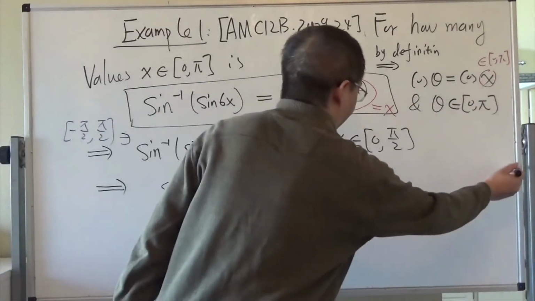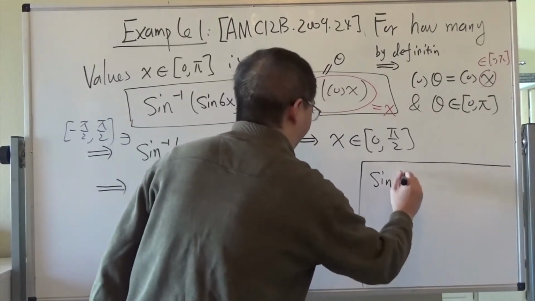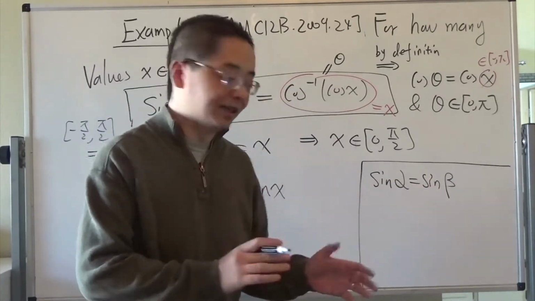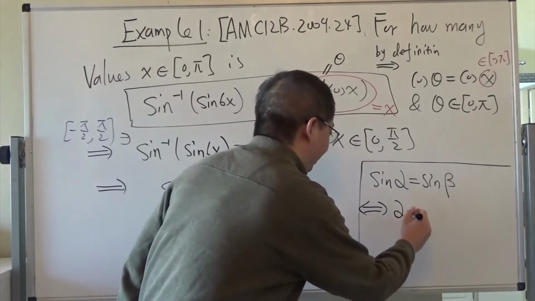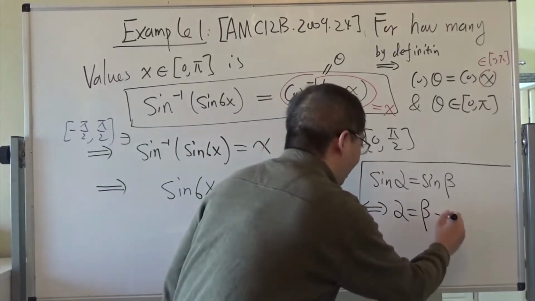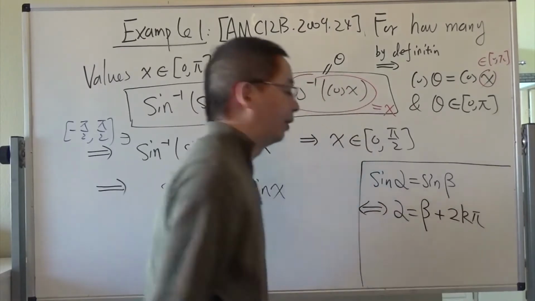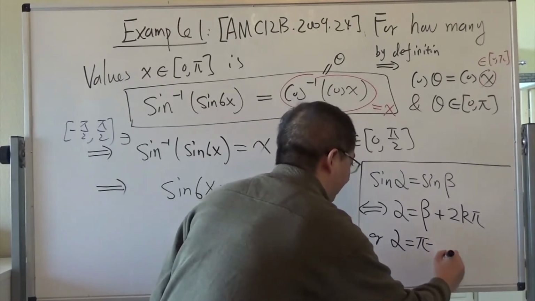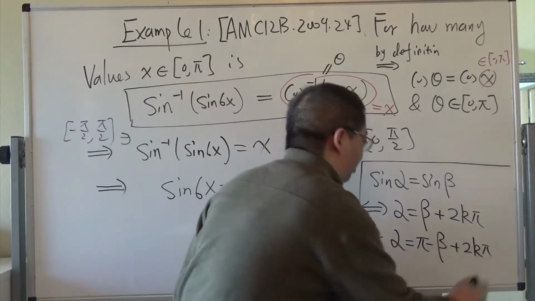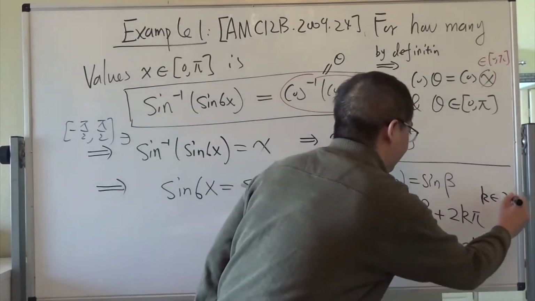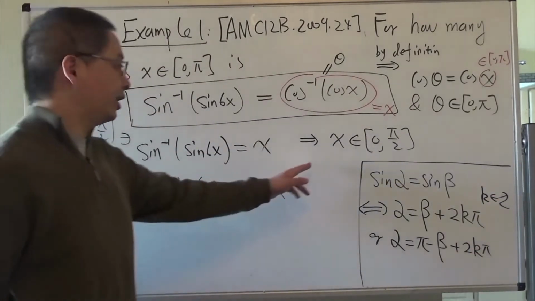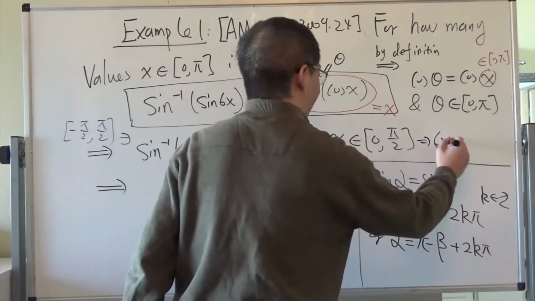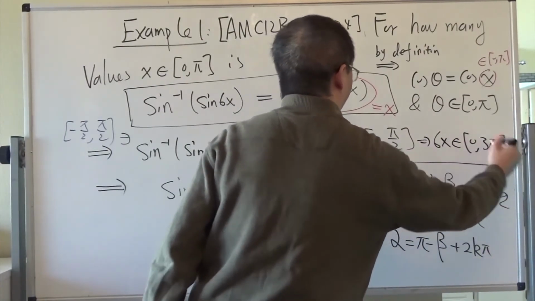Alright, now if we know sine alpha equals sine beta, then the relation between alpha and beta is, this implies either alpha equals beta plus any integer multiple of 2 pi, or alpha equals pi minus beta plus any integer multiple of 2 pi. So here k always means an integer. Okay, now consider our range of x is from 0 to pi over 2, and then from here we get 6x is between 0 and 3 pi.